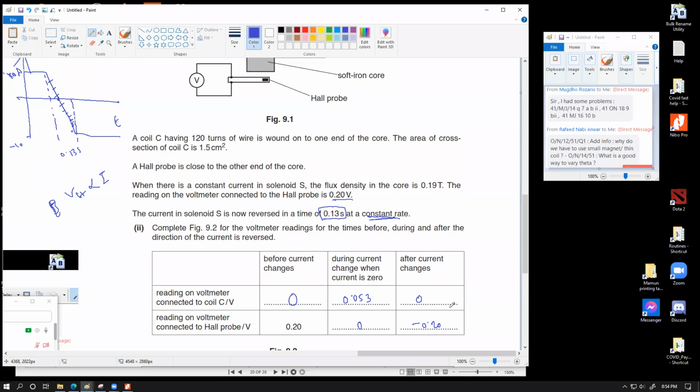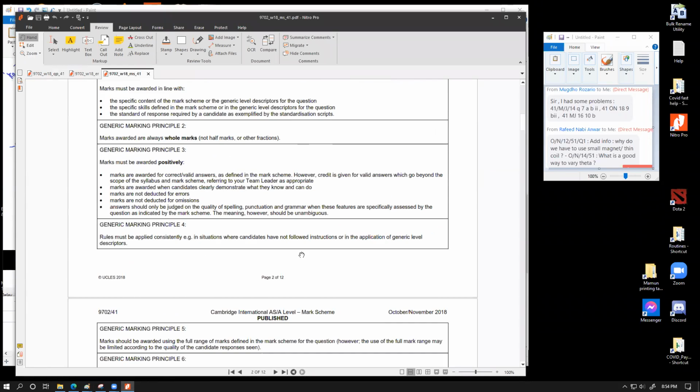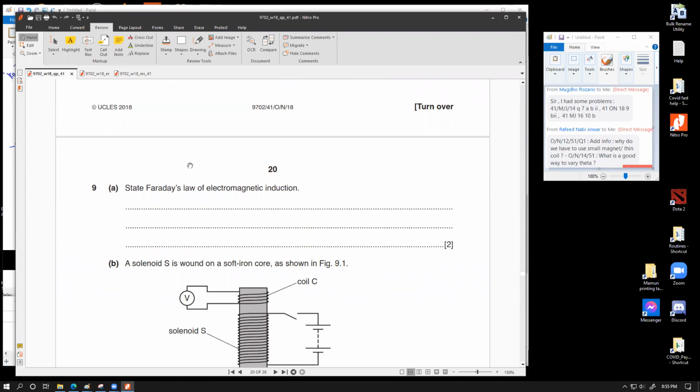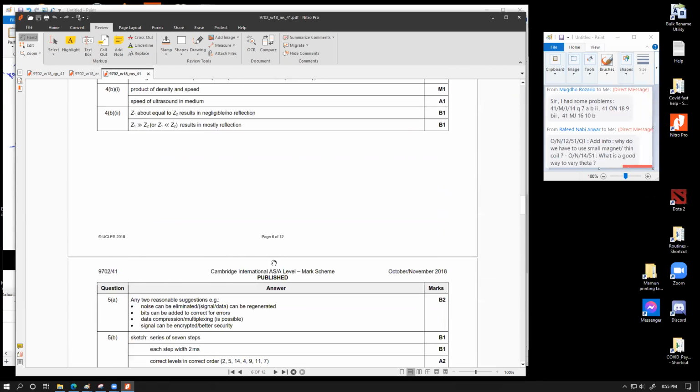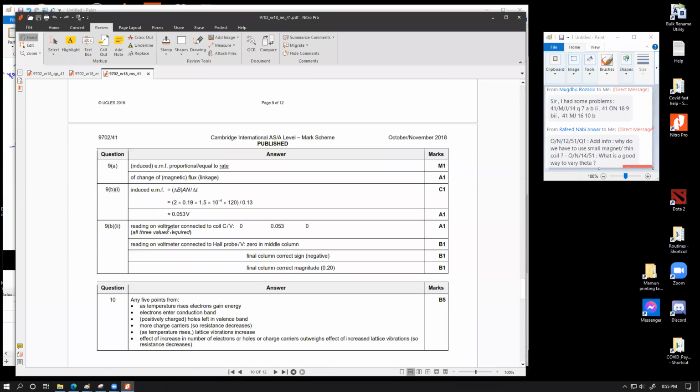Exactly. Let's check these values from the mark scheme and see if you're wrong. Yes, Avias, go ahead. Sorry. Here it's just basically saying d phi by dt is constant. Yeah. Okay. 0. Reading on the voltmeter 0.053. Good. Reading on the voltmeter, current to Hall probe here 0 in the middle column, final column current sign negative, final column current magnitude 0.20.